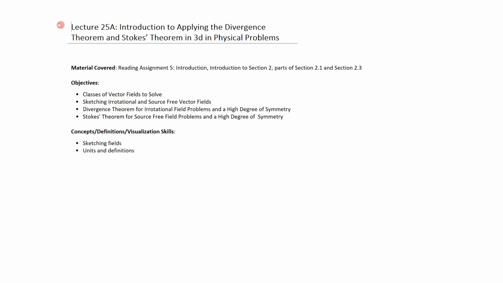The main objectives for this particular teaching module are determining what the classes of vector fields are that we're going to be solving, and getting some sort of intuition as to how to sketch irrotational and source-free vector fields. Then we'll be looking at the divergence theorem for irrotational field problems, ones in which we can exploit a high degree of symmetry. And then finally we'll look at Stokes theorem for source-free field problems, again exploiting the situation where we have a high degree of symmetry.